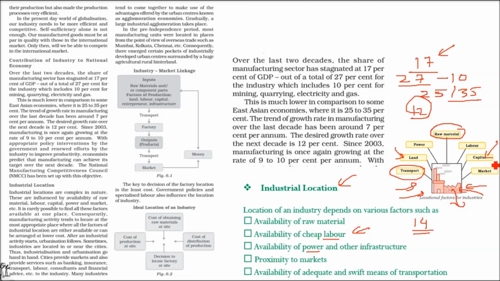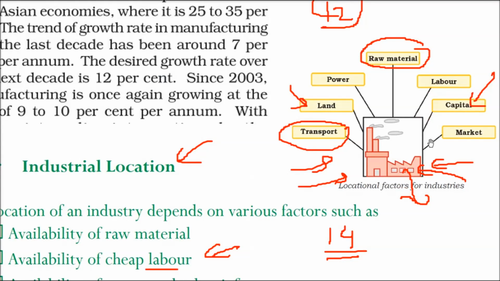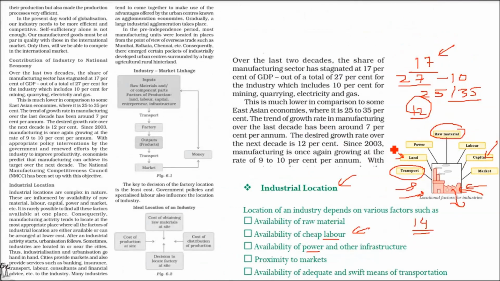There has to be capital that is put in. There has to be someone to invest in your industry, or you are investing in the industry yourself. So, let me go through all these factors again. We need raw material, power, land, transport, labor, capital, and market for the industrial location to be a good location.